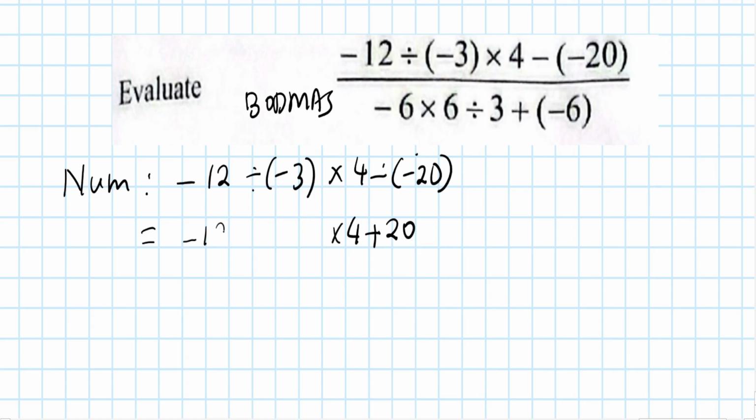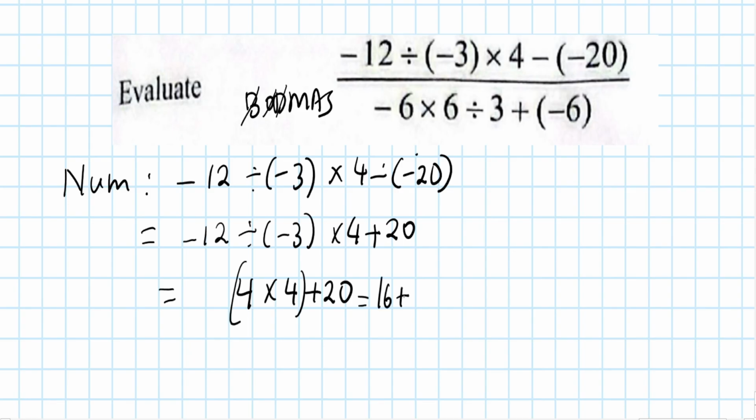Since we have minus 12 divided by minus 3, and we finished with brackets, we go to of. There's no of, then we go to division. So minus 12 divided by minus 3 will give you plus 4. Then times 4 plus 20. Then we go to multiplication. 4 times 4 will give you 16 plus 20, which will eventually give you 36. Okay, and then we have the denominator.